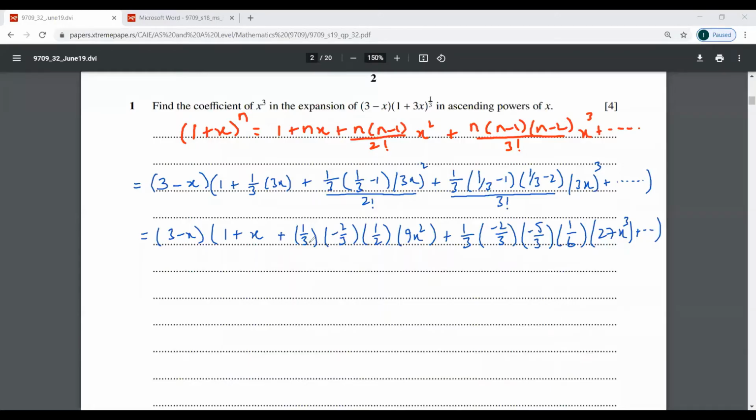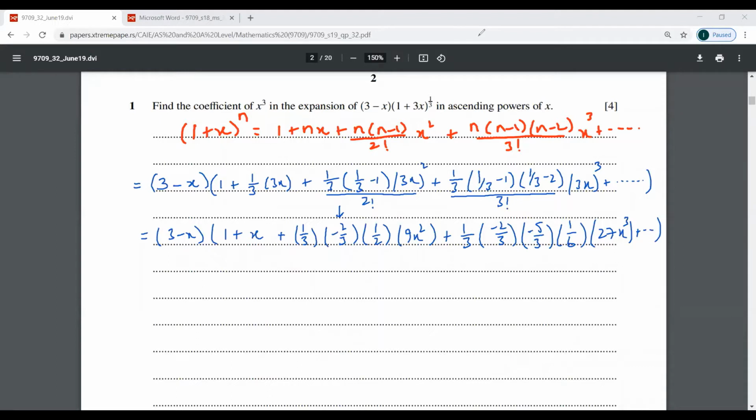Actually, it's good not to be impatient or hasty while especially solving your questions on algebra. So I have done a step here. This is 1 over 3. This 1 over 3 minus 1 is minus 2 over 3. And then this half is basically for this 2 factorial. And then we have 9x squared. Then we have 1 over 3, 1 over 3 minus 1 is minus 2 over 3, and 1 over 3 minus 2 is minus 5 over 3. And this 3 factorial is written as 1 over 6. And then we have 27x cubed.